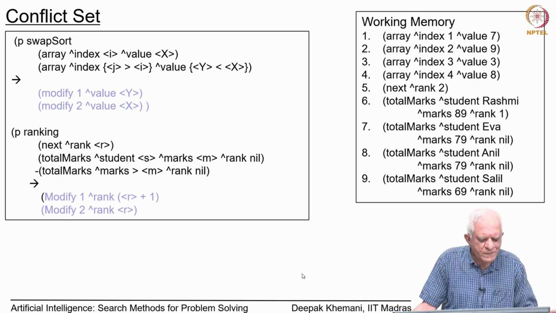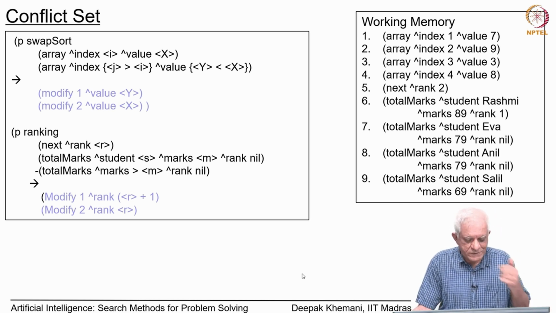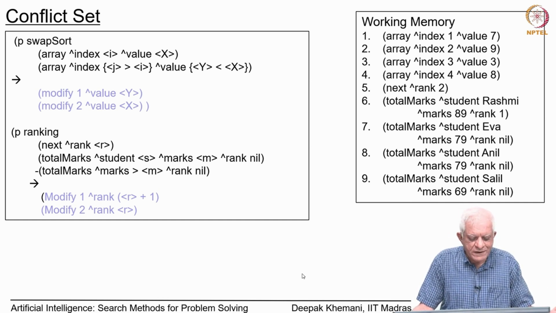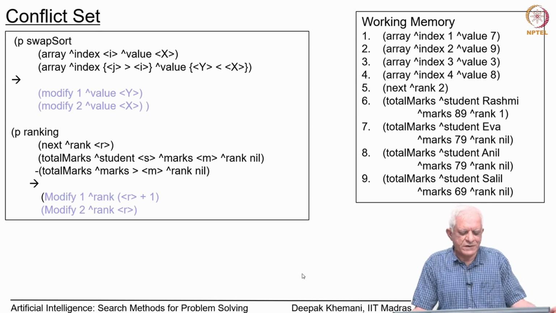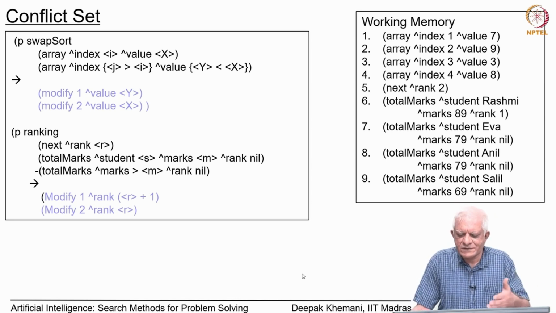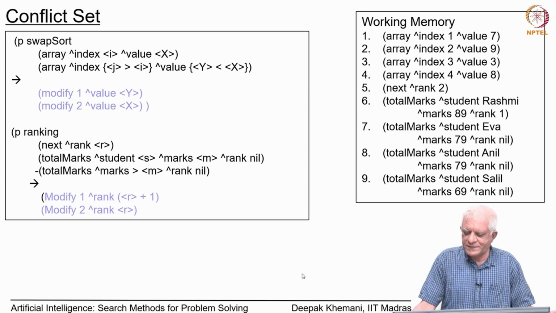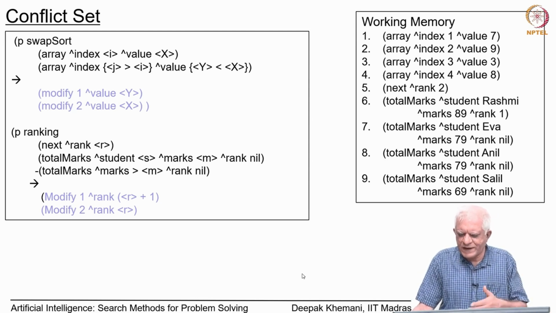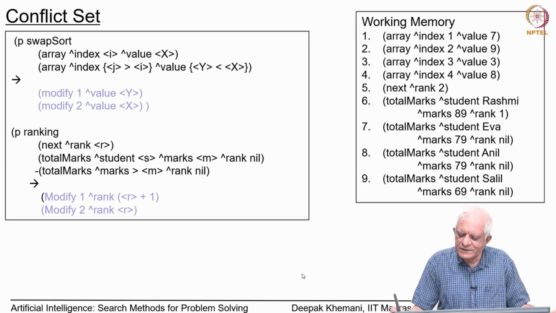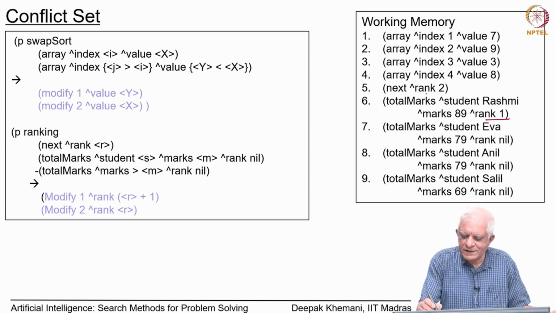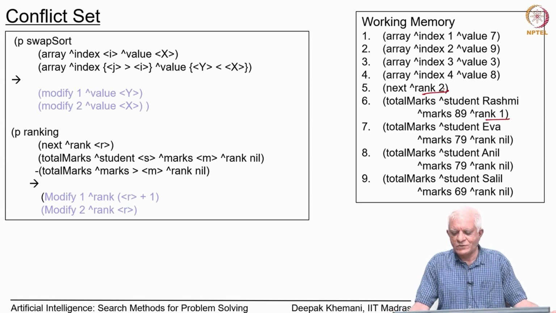Likewise, we have seen the ranking rule. It says that if the next rank is R and there is a student S with marks M who has no rank assigned, and there is no student with higher marks who has no rank, then assign the rank and increment the next rank. Let us say we have some working memory elements. We have got 4 array elements here, and we have 4 students here with marks. One student has already been assigned the rank 1, and you will notice that the next rank is now 2 essentially.